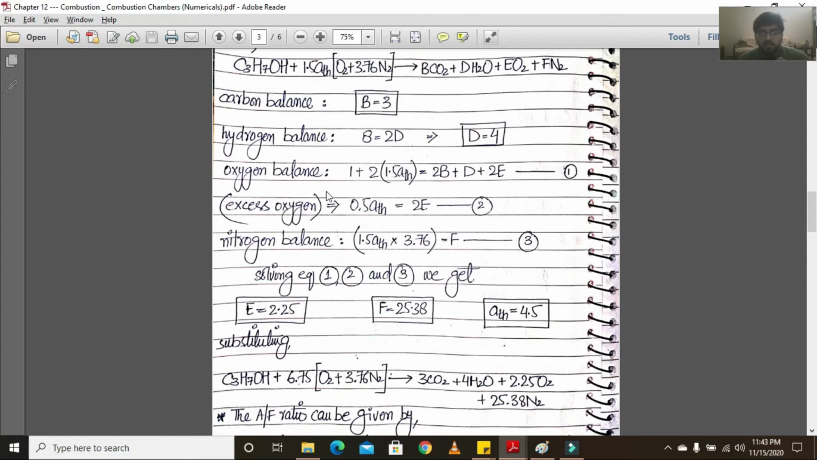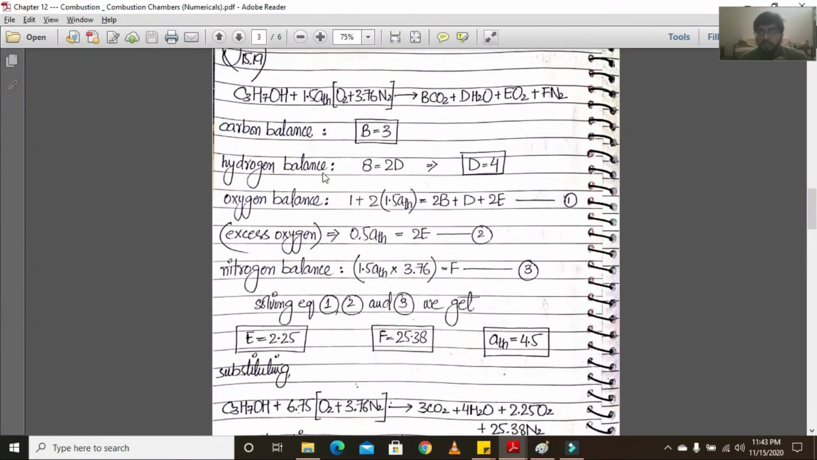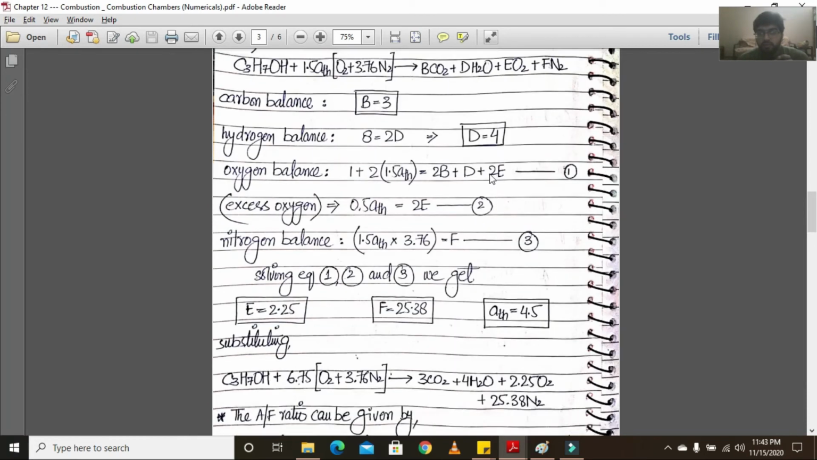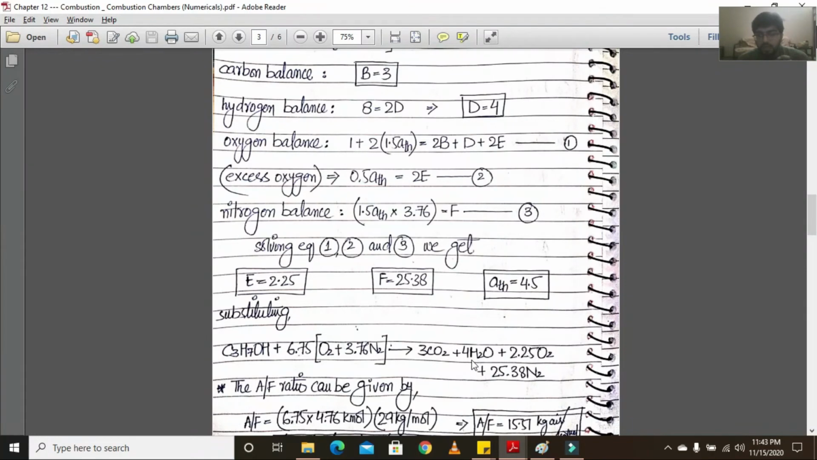Okay, next step is again to balance the hydrogen atom. I have 8 hydrogen atoms here, whereas I have 2 times D atoms on the right hand side. So 8 is going to be equal to 2 times D, and the value of D is coming out to be 4. So here again you can see I have written down the answer, and that is 4.